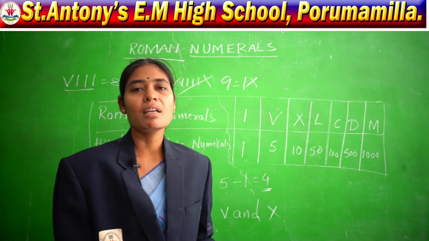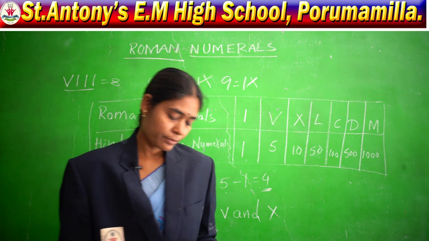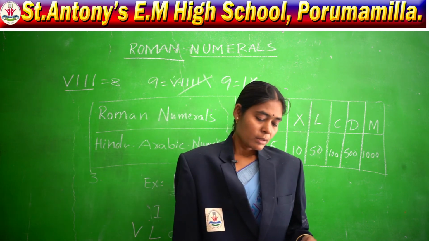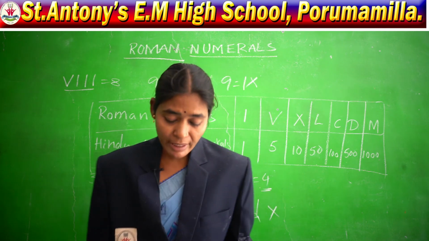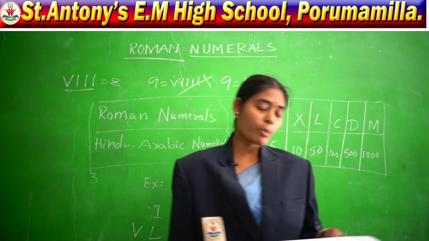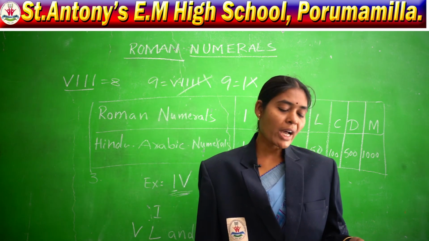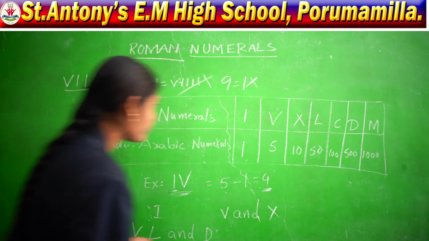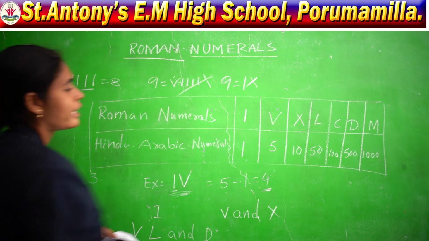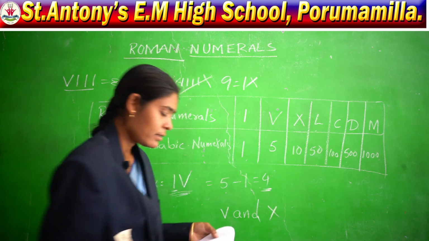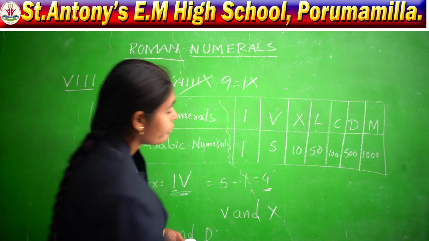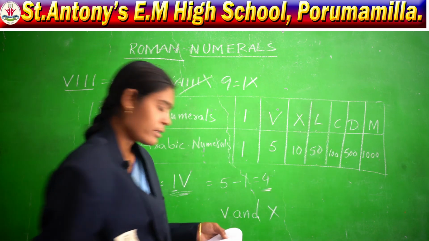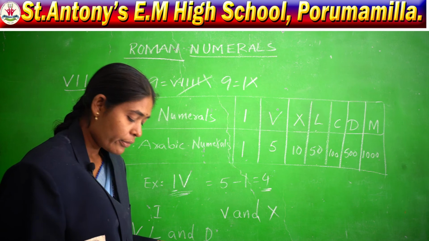First you have to write the key points. 3 times continuously completed now. Continue this point also. 5, that means V. 50, that means L. Next 500, that means D. So, write down V, L, D.